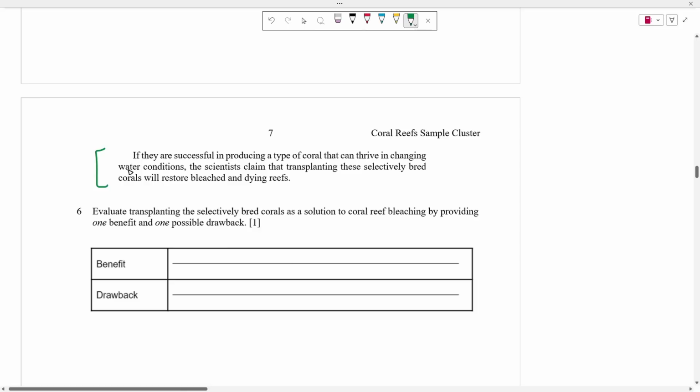It says that if they are successful in producing a type of coral that can thrive in changing water conditions, the scientists claim that transplanting these selectively bred corals will restore bleached and dying reefs. So again, if we are able to selectively breed for this super coral that can survive in like boiling water, and we bring it back into the environment, we can restore the environment, right?